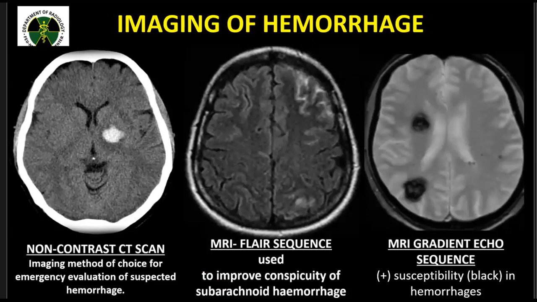For the T2 sequence, it is used for parenchymal bleeding. MR is better than CT for detection and characterization of subacute or chronic hemorrhage. Okay.